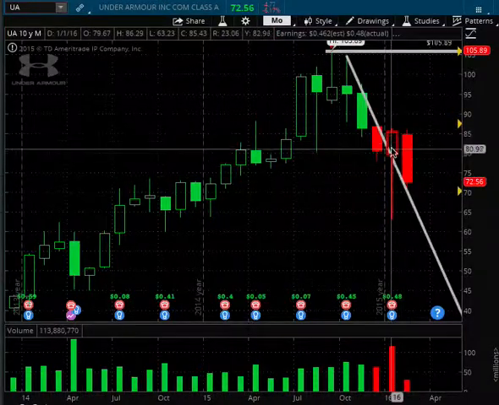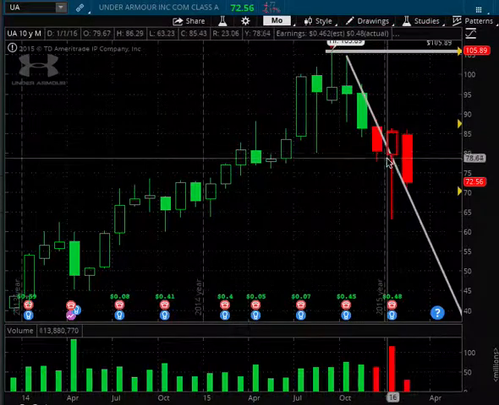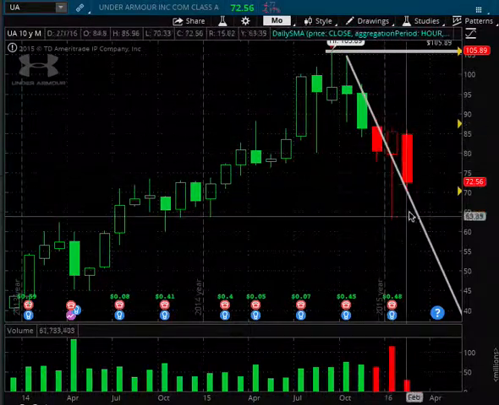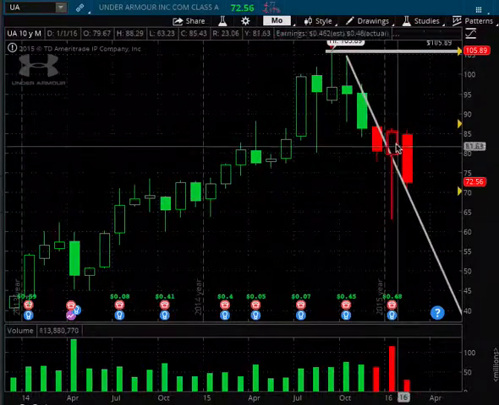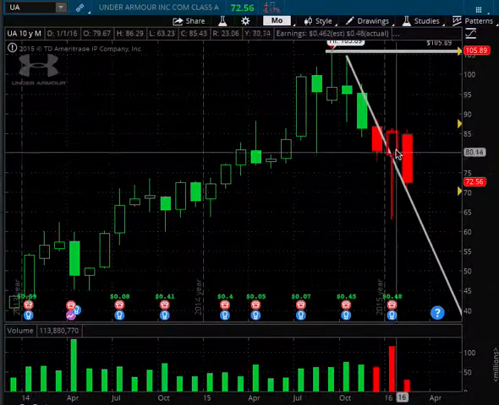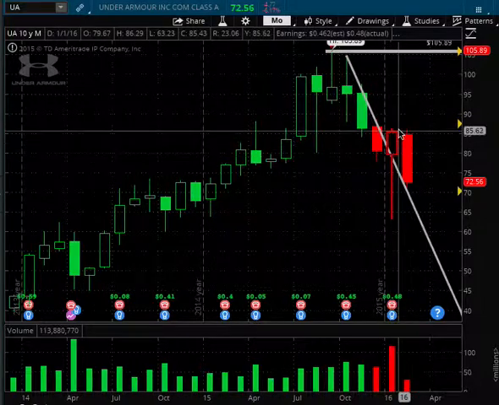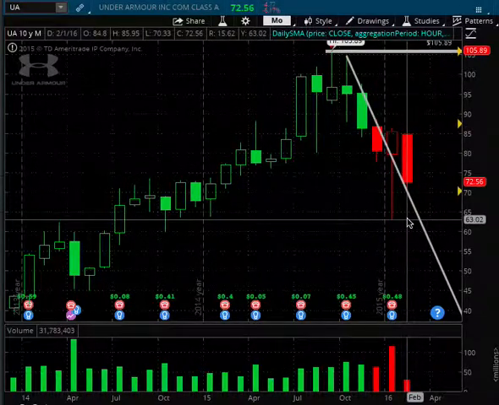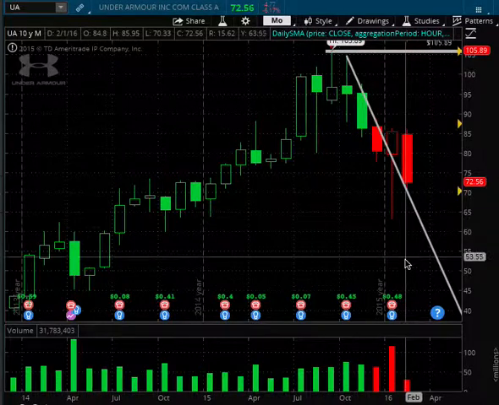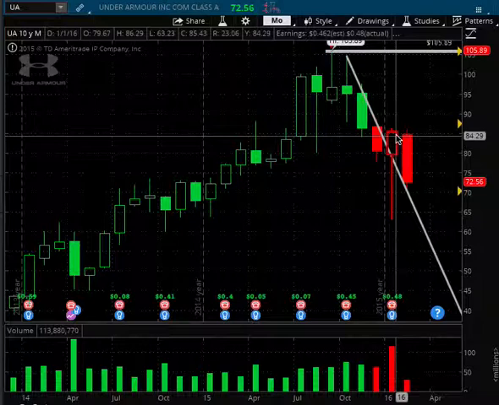But looks like Under Armour on a monthly basis, look, we formed a big hammer. You see this hammer? That's like one of the biggest hammers I've ever seen for a company. But when a hammer forms and all of a sudden the hammer looks like it's going to fail, if we break below this hammer, this stock can fall really hard to like the $45 level. We're at $72.56 right now, and Under Armour is down 6% today.